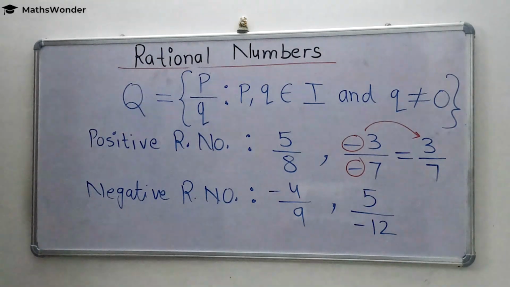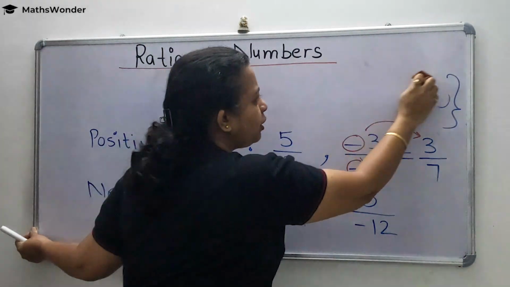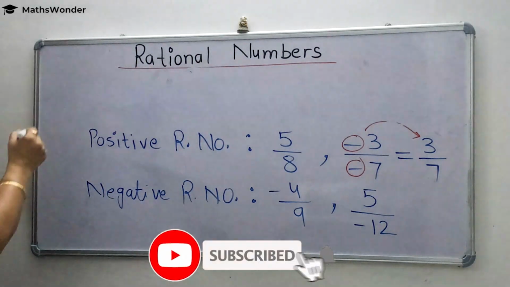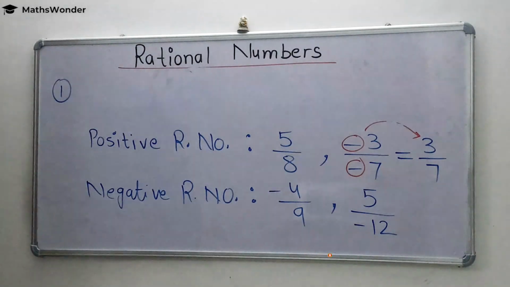What are the properties of rational numbers? Remember 7th grade properties? I have given 2 properties of rational numbers. Remember? A very important property in rational numbers. The first property was that its denominator is always a positive integer. The denominator must always be positive. If there is any negative sign in the denominator, you will remove it.